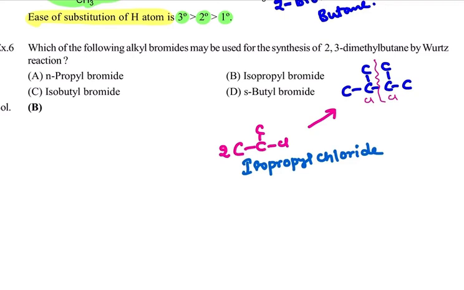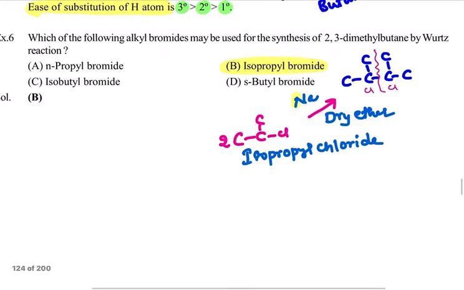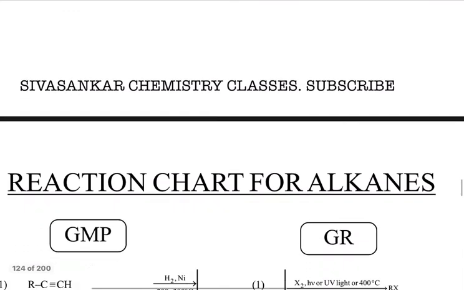So which substance can we take? Isopropyl bromide, we have to take. Understand? So to get 2,3-dimethylbutane by Wurtz reaction, which reactant do we have to take? Isopropyl chloride in the presence of sodium metal and dry ether. Okay, students, these are some of the important questions for this topic.